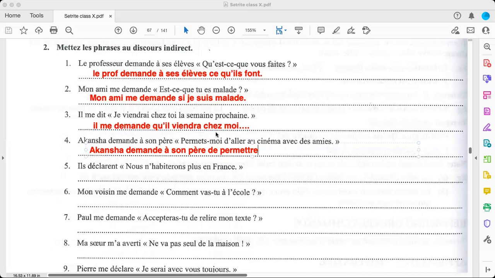For COI, moi is first person. So you will change it as per Akanksha. Lui. Akanksha is third person here. So you will write lui. But the problem here is that lui will come before. Because when there is any pronoun, the pronoun will be placed before the verb, after the and before the verb. The lui permettre au cinéma. Au cinéma. Avec des amis.